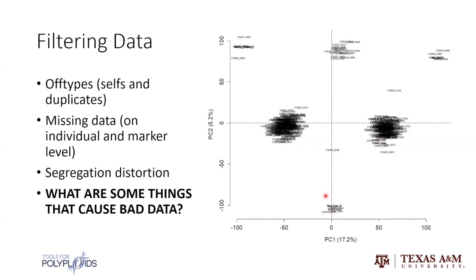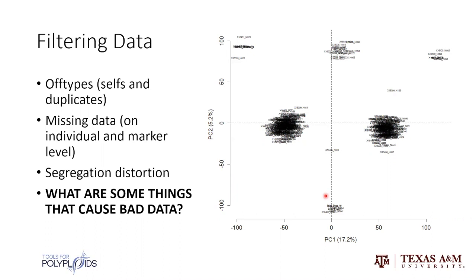Other things that we might want to filter on is missing data. When you get either your VCF or your CSV file that has dosages called, on the CSV file you'll have each row as a marker and each column as an individual. And you can filter on either the rows or the columns and set values for how much missing data you want to allow, either per individual or per marker.